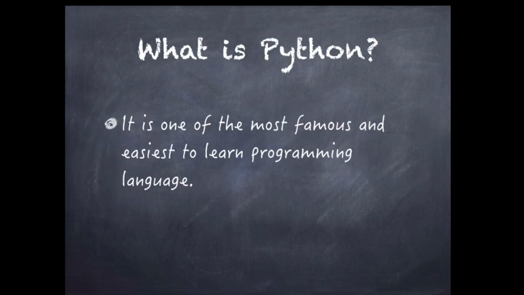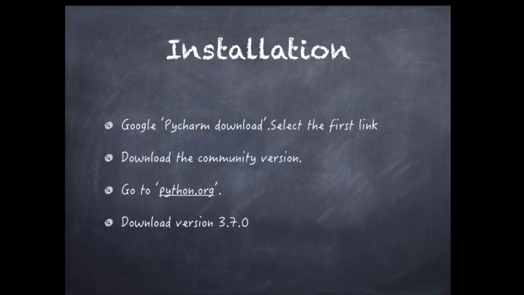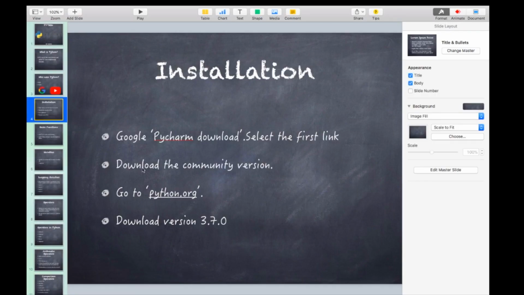So in case you don't know, what is Python? It is one of the most famous and easiest to learn programming languages. So if you're just starting text-based programming, I'd recommend that you start off with Python rather than other complicated languages such as C++ and Java. So who uses Python? Python is used by a variety of companies, but two of the main ones are Google and YouTube.